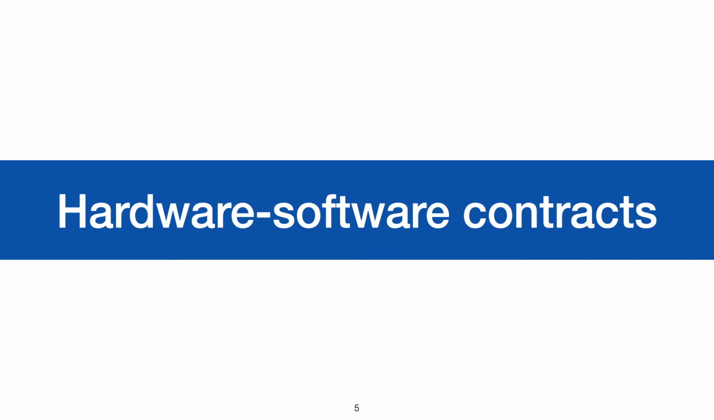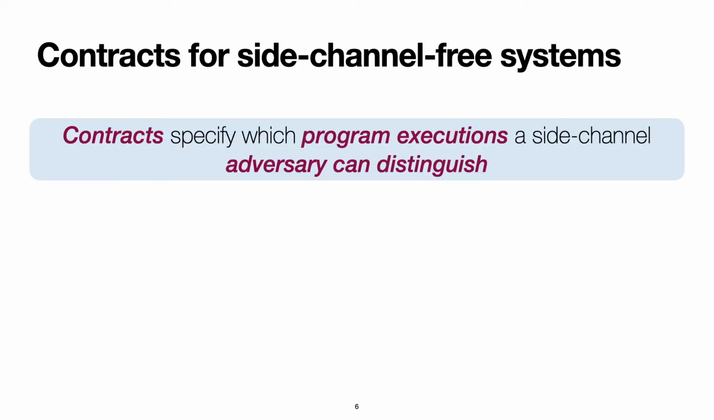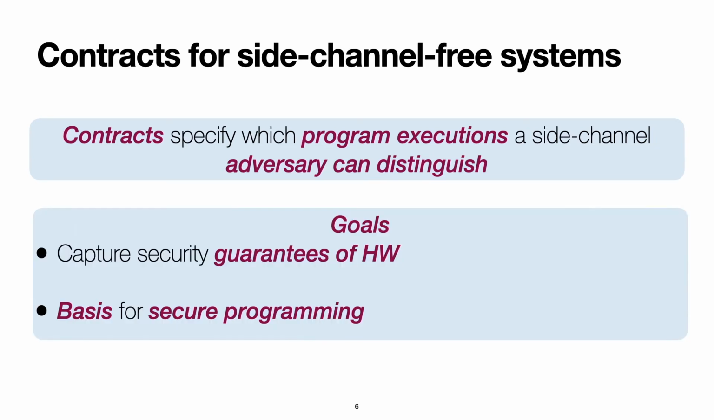Let's look at our framework for specifying contracts. In our framework, a contract specifies which program executions a side-channel adversary can distinguish by observing the microarchitectural state. In particular, contracts capture security guarantees of hardware in a simple mechanism-independent manner. That is, they abstract away from intricate microarchitectural details. In this way, they also act as a basis for principled secure programming, since they enable understanding how to securely program different hardware platforms.